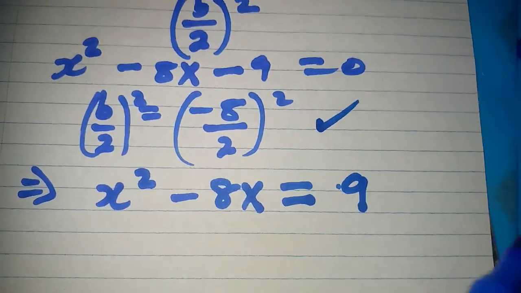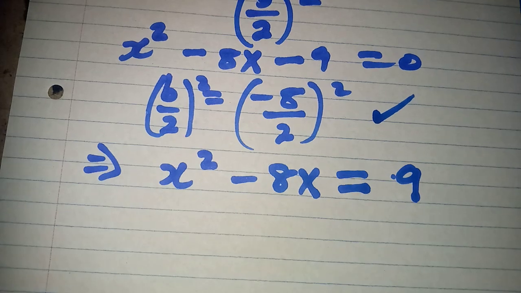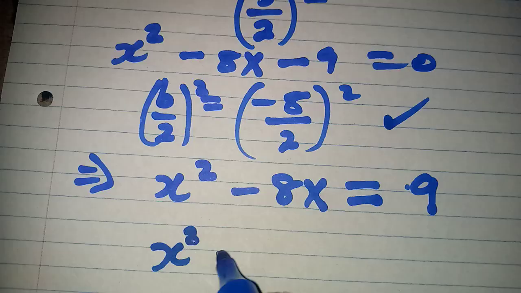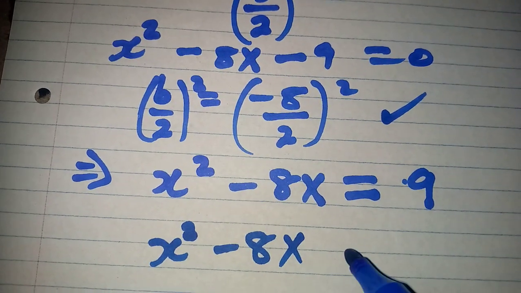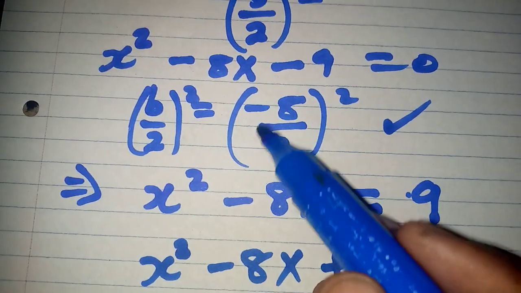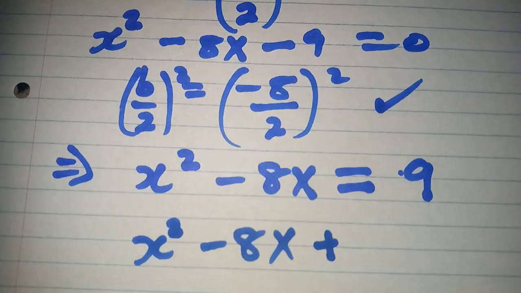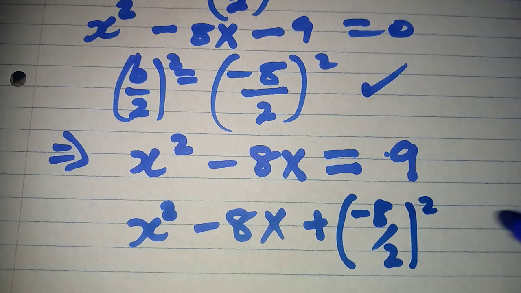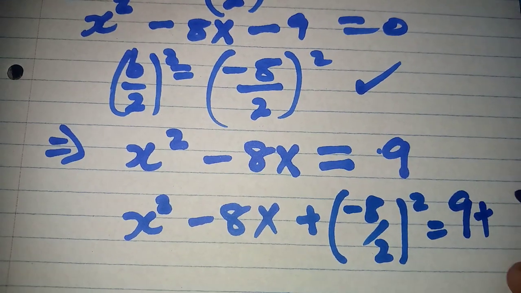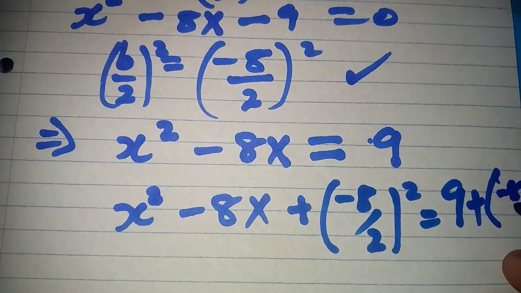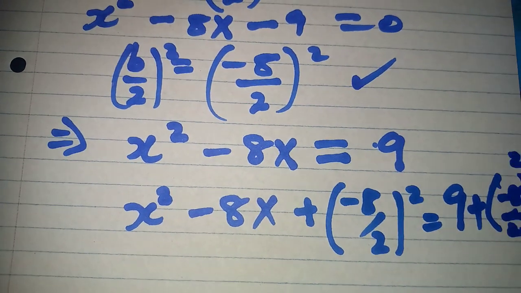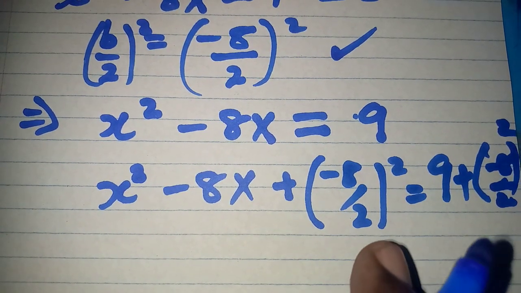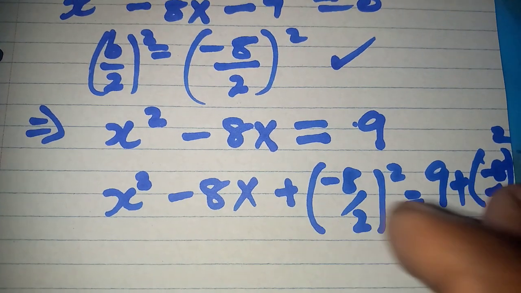So next I'm going to add this expression on both sides of the equation: x squared minus 8x plus, remember I just want to leave it like this so that I'll simplify it later, negative 8 over 2 squared equals 9 plus negative 8 over 2 squared. So what I've done on my left hand side, I've also duplicated on the right hand side.